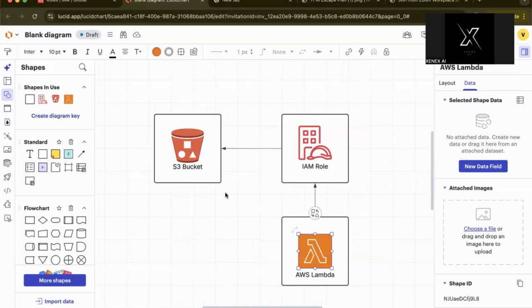So for this AWS Lambda to work with the S3 bucket, it needs access, and that access is granted via an IAM role. And this role has the permissions and policies for this Lambda to work with the S3 bucket.